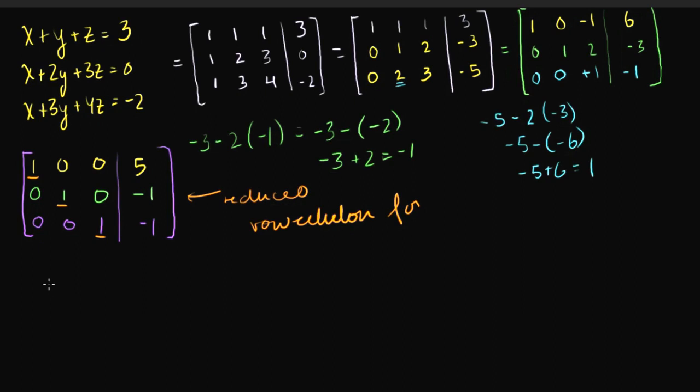We get x plus 0y plus 0z is equal to 5. That's that row right there. We get 0x plus 1y plus 0z is equal to minus 1. That's that row right there. And then finally, we have 0x plus 0y plus 1z is equal to minus 1. That's that row right there. And just like that, we've solved our system of 3 equations with 3 unknowns. That's the solution right there.